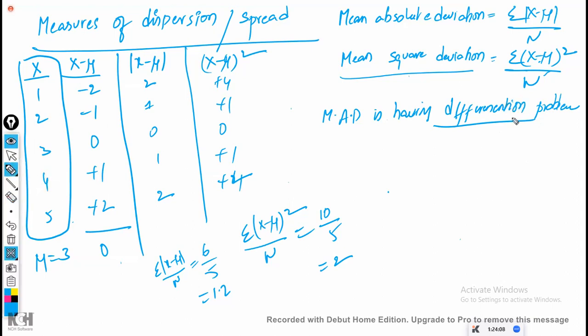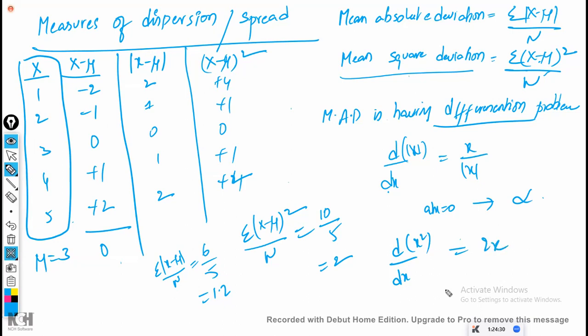The differentiation problem is nothing but d by dx of mod x. If you consider any mod x, the answer is x divided by mod x, and at x is equal to 0, it is going to give an infinite answer. Whereas d by dx of any square term gives 2x, and at x is equal to 0, the answer is a finite value.